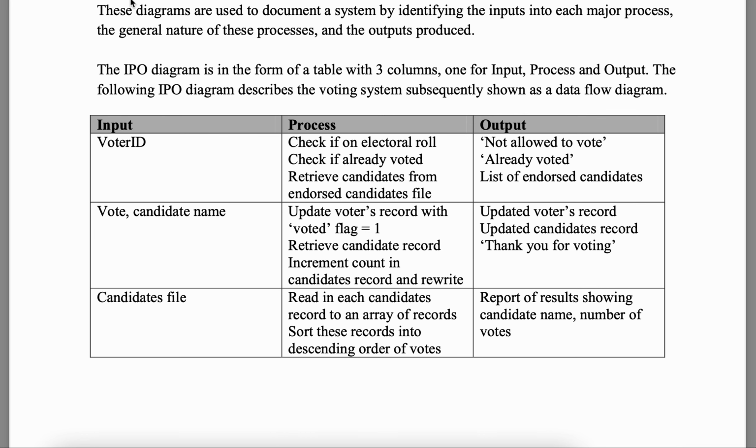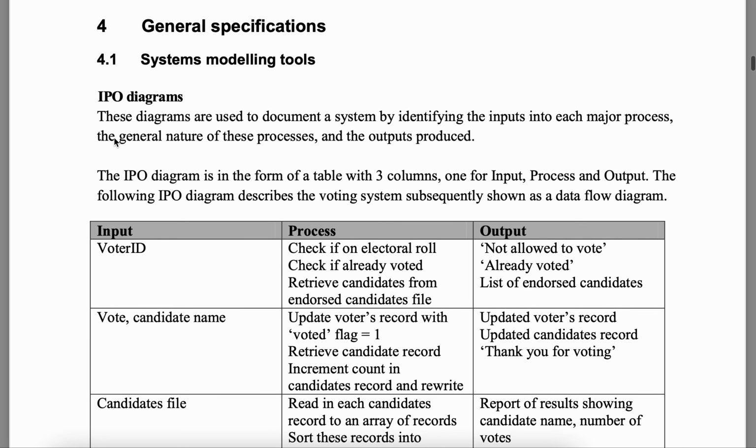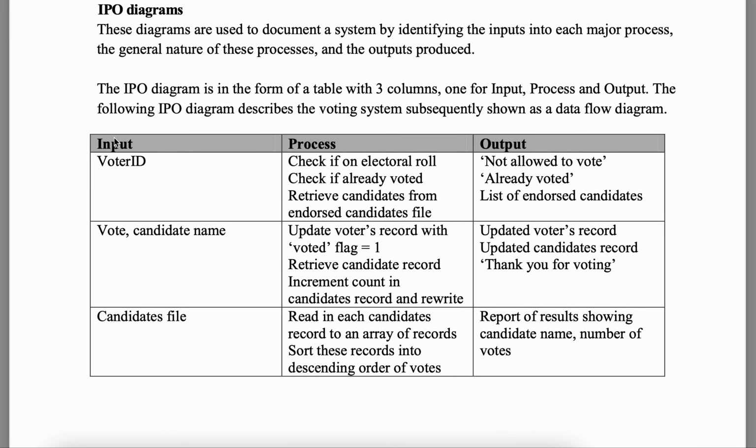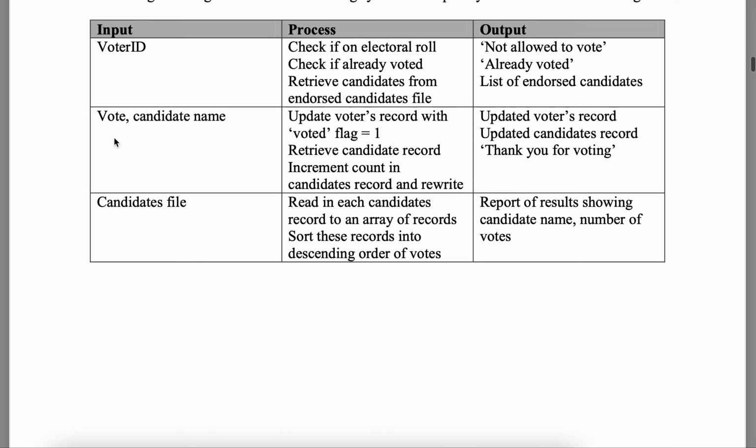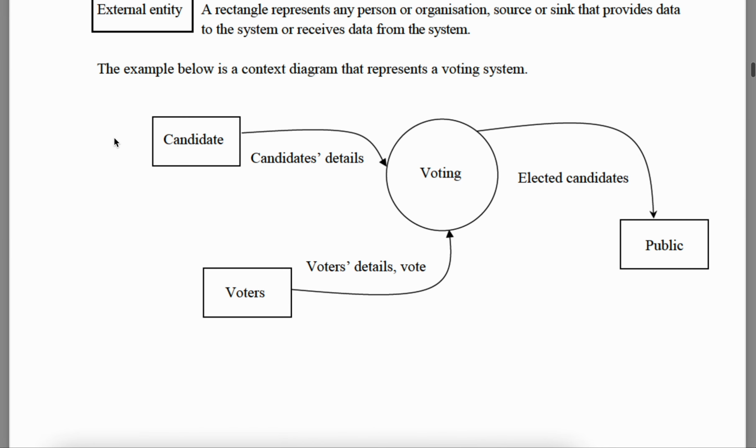Tutorial on IPO diagrams. So as we've spoken about before, IPO diagrams are a pretty unique system modeling tool. This time, we're not really caring about data and how it flows. We really care about what gets input, what process happens, and what gets output. So kind of when we're looking down here at the candidate and the voting process, these entities, we don't really care about the entities. We care about the data that goes in, the process that happens, and the data that comes out.